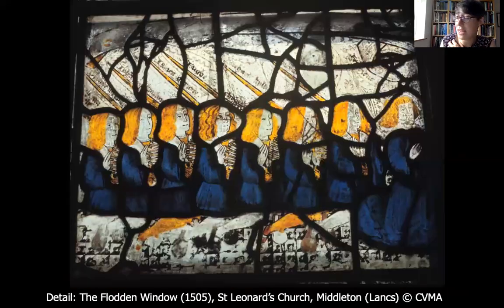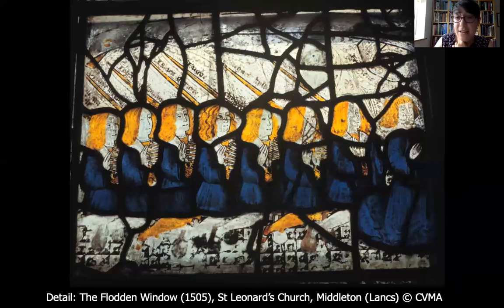Another quite unique example survives at Middleton in Lancashire, where we have 17, this is just some of them, 17 kneeling named archers, who all have their longbows, and just above the longbows you may be able to make out there's some writing. Each one is named individually.